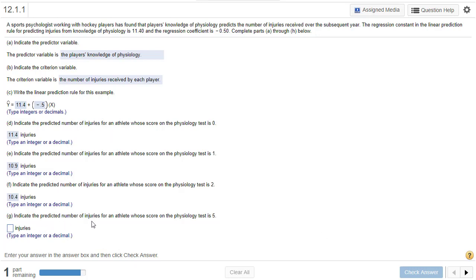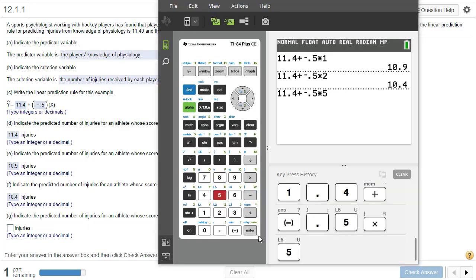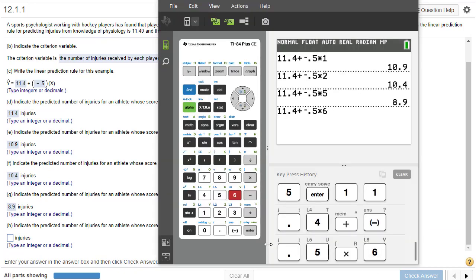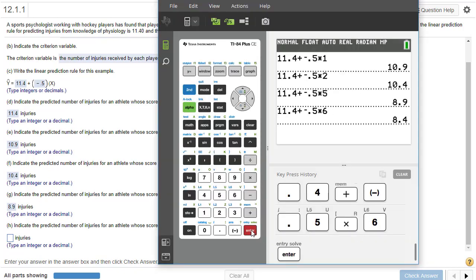So now predict the number of injuries for an athlete whose score was a 5. Okay, very similar. Just put that in. 11.4 plus negative 0.5 times 5, you get 8.9. Last one, very similar. I thought they would ask you kind of the reverse. In this case, we get 8.4.